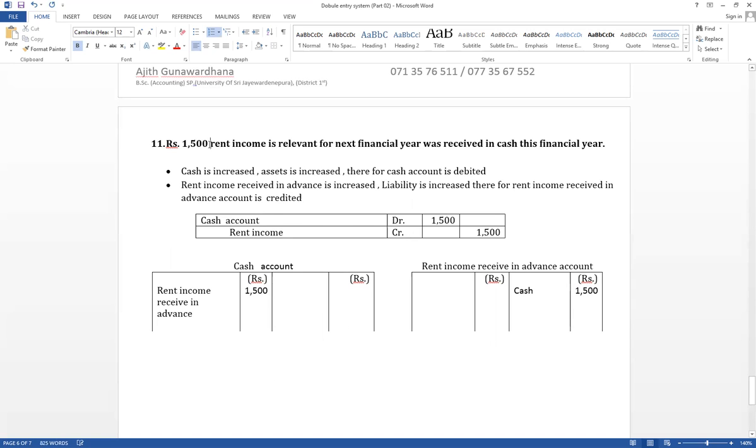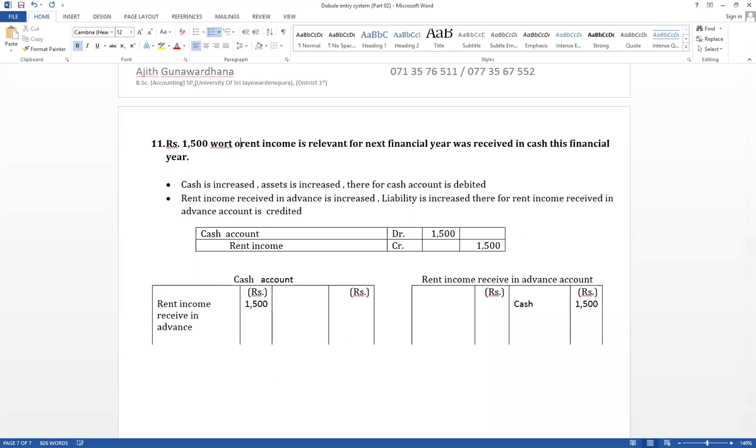1,500 worth of rent income is relevant for next financial year. Think about it, it is not relevant for this financial year. It is relevant for next financial year. Was received in cash this financial year. Those are called rent income received in advance. It is not relevant for this financial year, but received in cash. Therefore, it has an effect of cash increase, cash received.